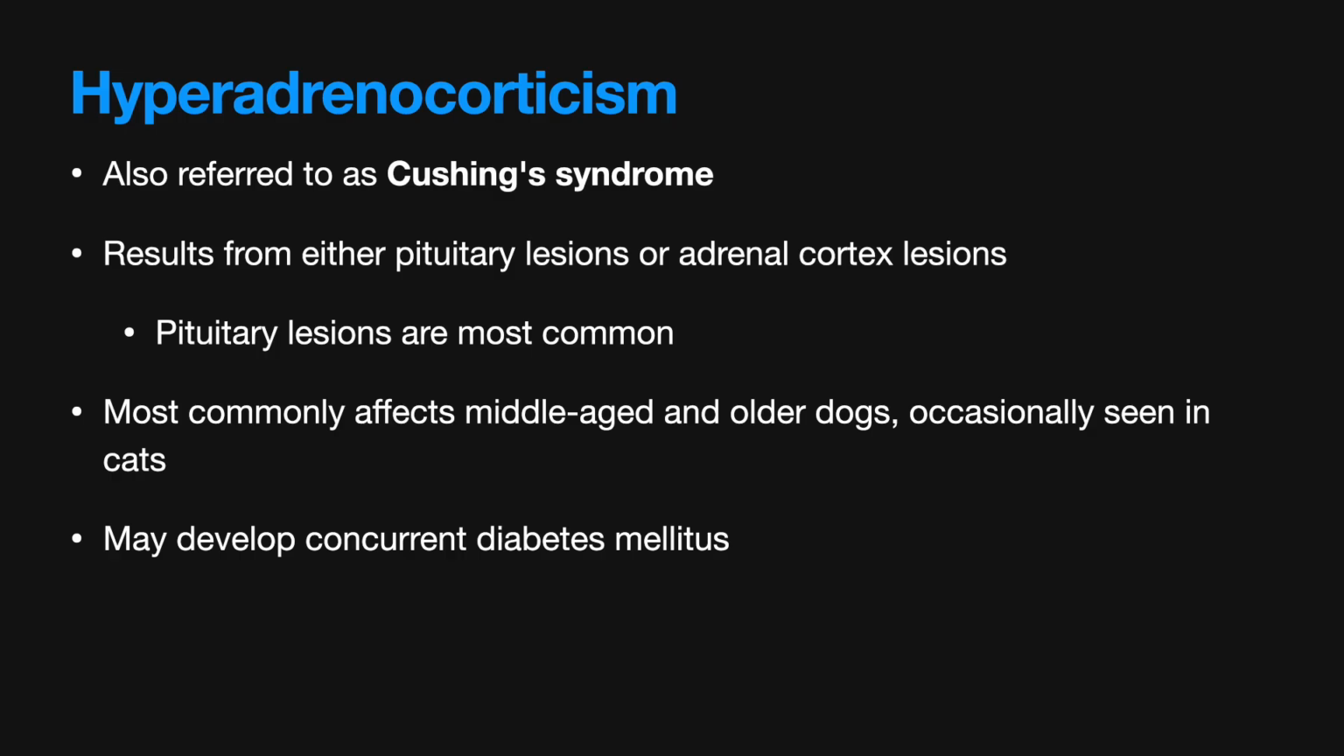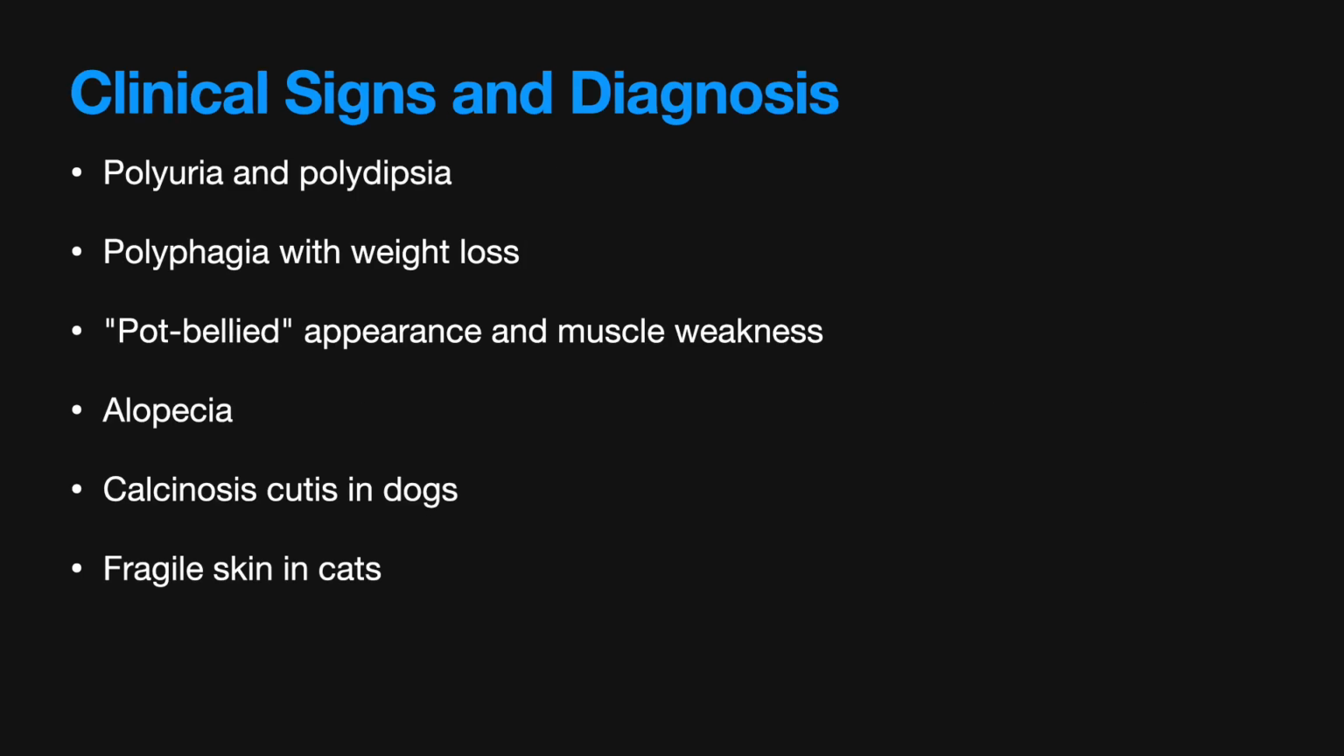Affected animals may develop concurrent diabetes mellitus. Common clinical signs of hyperadrenocorticism include polyuria and polydipsia, polyphagia with weight loss, a pot-bellied appearance with muscle weakness, and alopecia. There are also skin conditions like calcinosis cutis in dogs and fragile skin syndrome in cats.